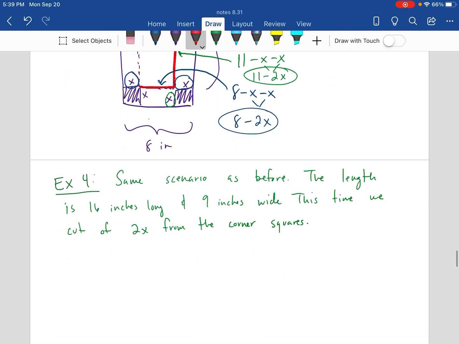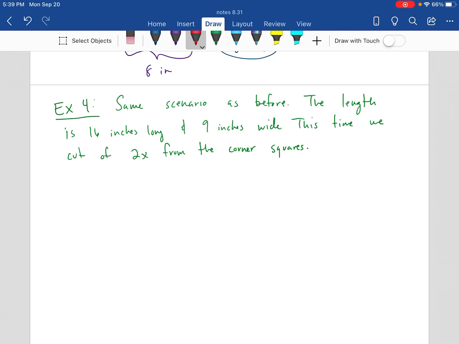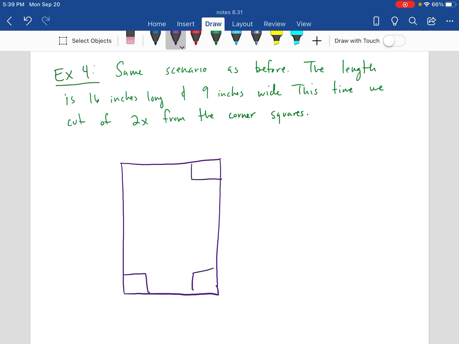Okay, so let's go ahead and do another example. It's the same scenario as before, but the length this time is 16 inches long and 9 inches wide. And this time we cut off 2x from the corner squares. So again, I'm going to draw a rectangular piece of paper on here. And I cut off squares. So now these are gone. And those squares measure 2x each. That's all we know, that they each measure 2x.